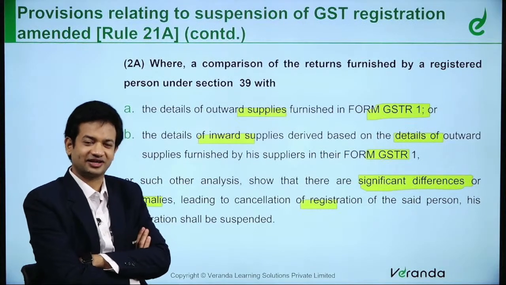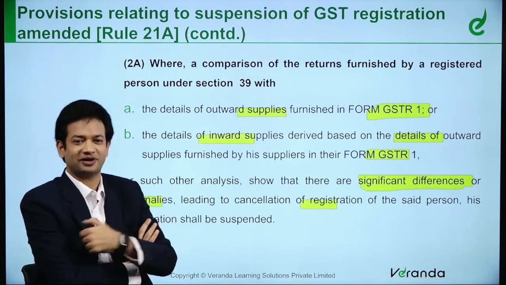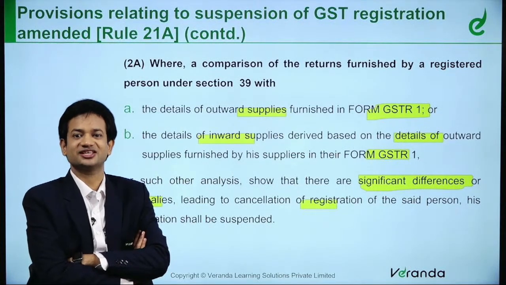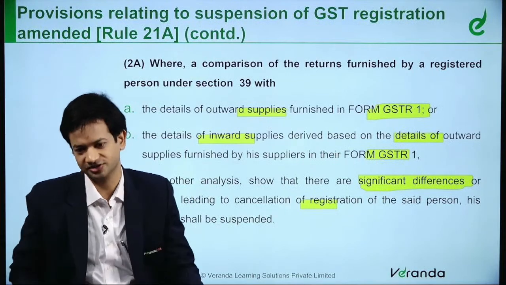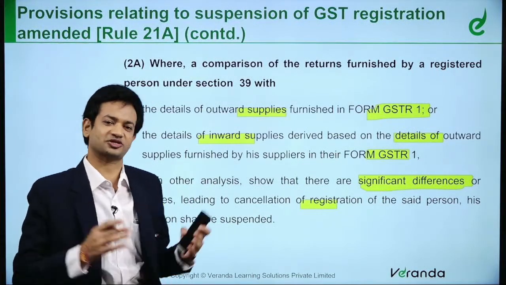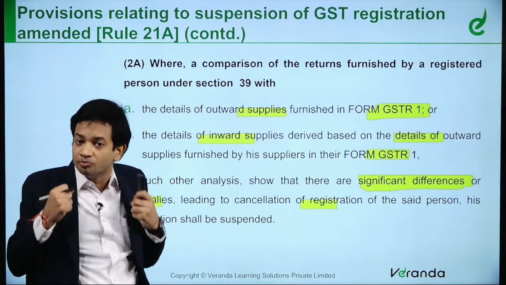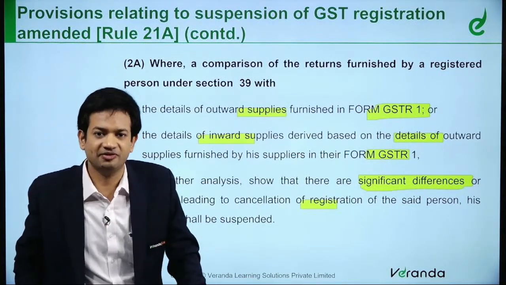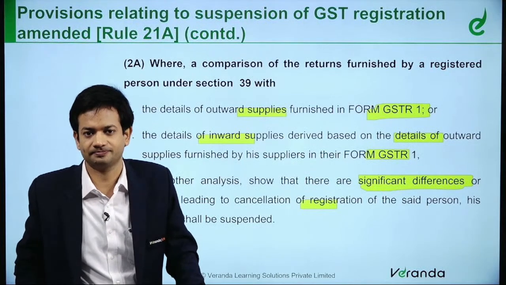In that case, if the credit I have availed is more than the details of inward supplies furnished by the suppliers, again my registration can be suspended. So this sub rule has been inserted. In these two scenarios, if there is a mismatch of GSTR 1 and 3B, and ITC availed is more than what is reflecting in 2A and 2B, my registration can very well be suspended by the department, right?